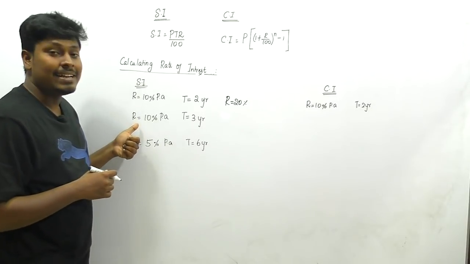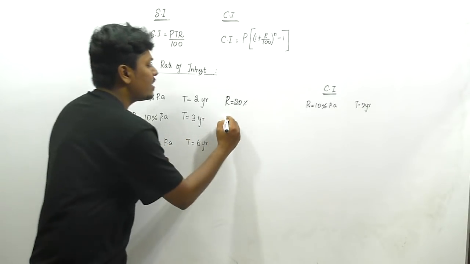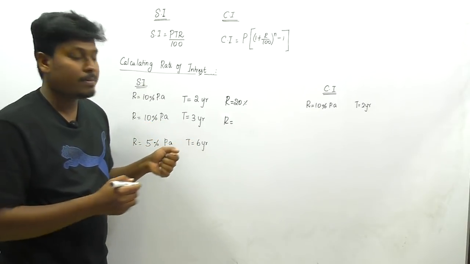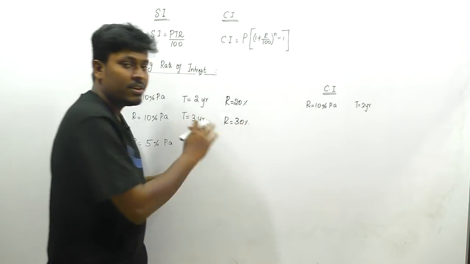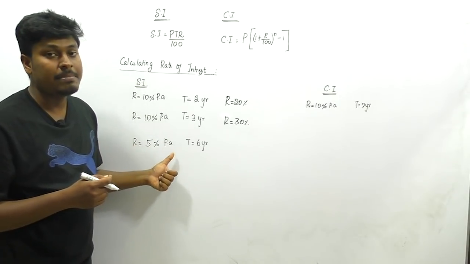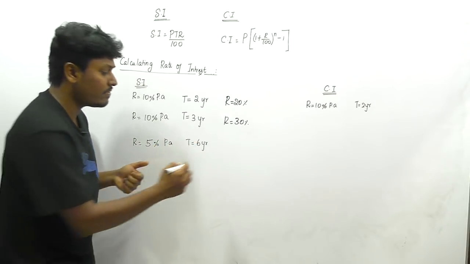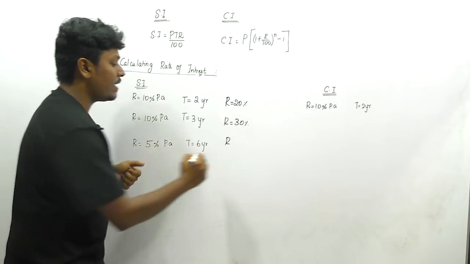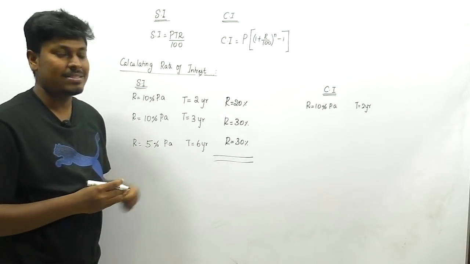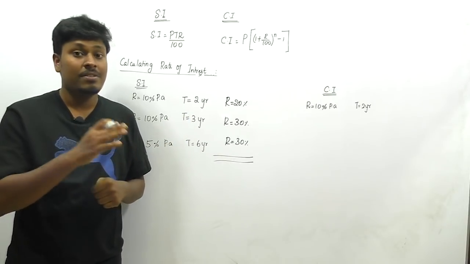And here, second condition, R equal to 10% per annum, and time duration is 3 years. What is the overall rate percentage, friends, for the overall 3 years? We can definitely say that 1 year 10%, for 3 years it will be 30%. Simple interest is so easy for calculating the overall percent, right? Similarly, rate of interest is 5% per annum, that means for 1 year 5%, and we need to calculate for 6 years. The overall rate of interest is 6 into 5, that is 30%. If we are going for simple interest, it is so easy, right? Without using a formula, we can just calculate the percentage for the entire given period.